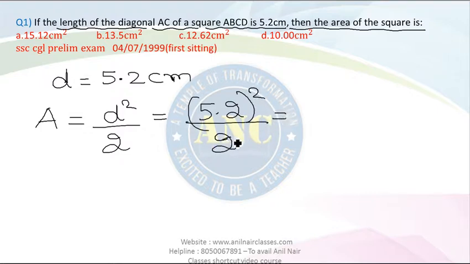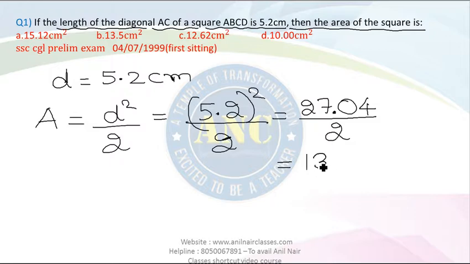Forget about the decimal. Assume it as 52 square. I already taught you how to find the square of numbers, in so many methods. 52 square is 2704. After decimal you have only one digit. After squaring, after a decimal, you should have 2 digits. So it is 27.04 divided by 2. When I divide 27.04 by 2, the value I will be getting is 13.52 centimeter square, which is nothing but option B.